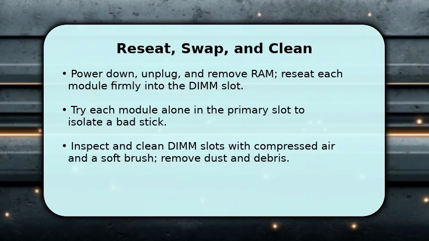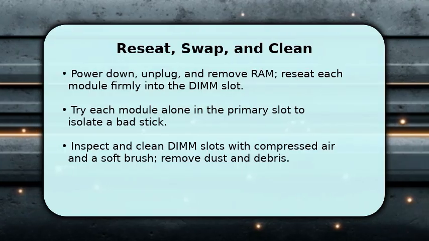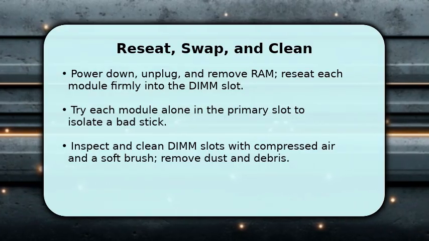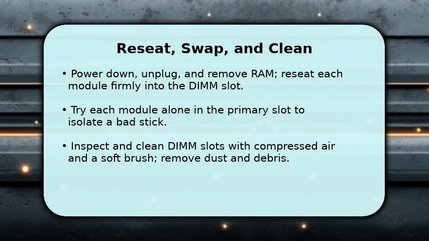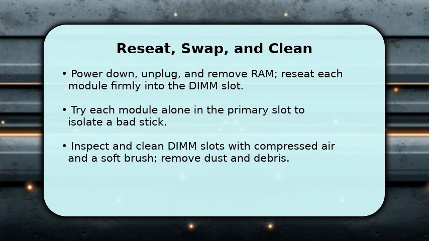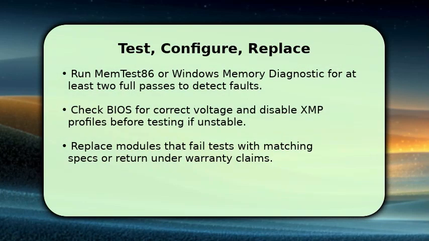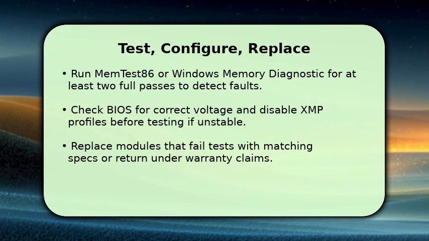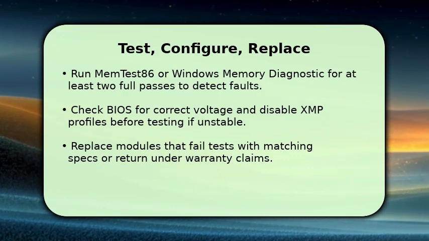Use a can of compressed air and a soft anti-static brush to clear dust from DIMM slots and contacts, avoiding liquids and metal tools. If reseating fails, run Memtest86 from a USB drive or Windows Memory Diagnostic and execute at least 2 full passes to detect intermittent errors.